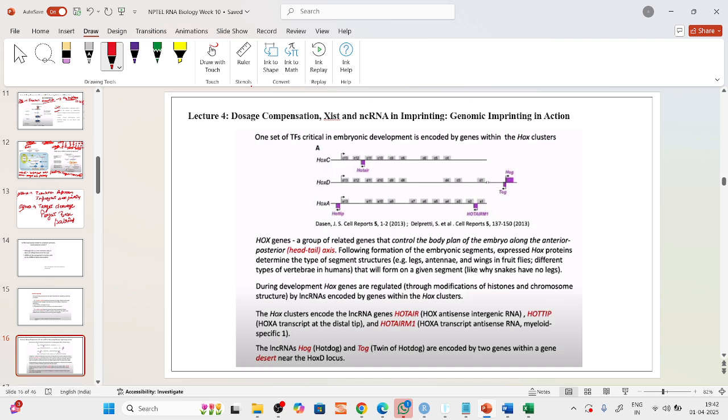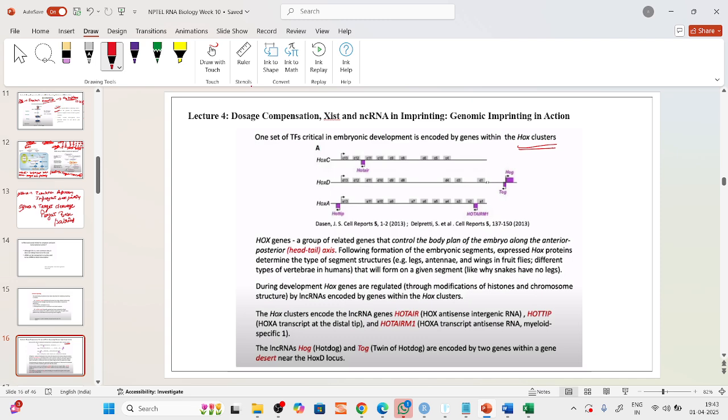Then you can see what is the effect of genomic imprinting. The effect of genomic imprinting can be understood by taking the example of Hox clusters. One set of transcription factors which is critical in embryonic development is encoded by the Hox cluster. So what are Hox genes? These Hox genes are a group of genes that control the body plan of the embryo along the anterior posterior axis. Following formation of the embryonic segments, expressed Hox protein determines the type of segment structures.